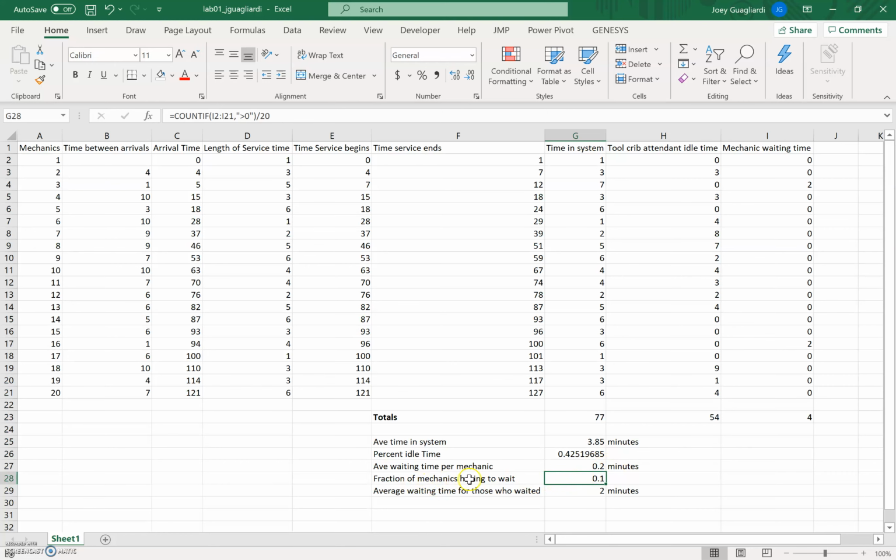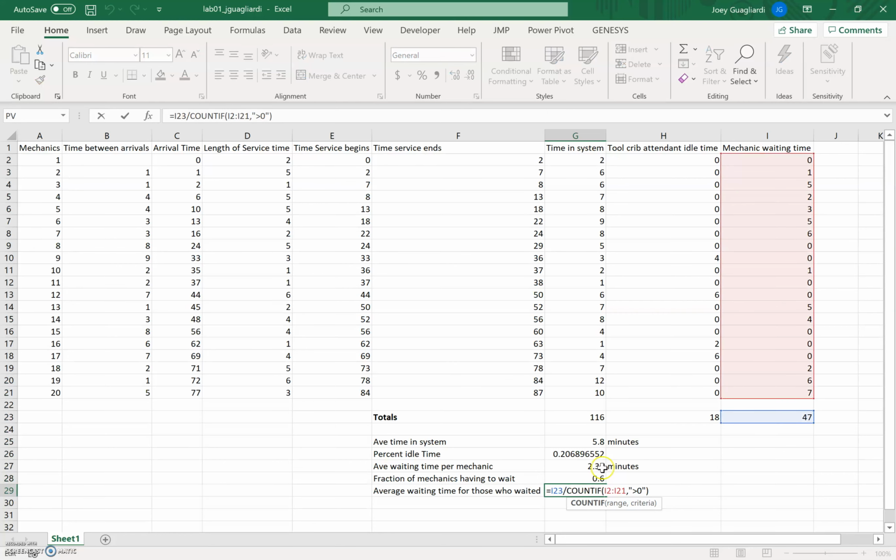And then the fraction of mechanics having to wait, I used an equation to count if they were greater than 0. It was the number of times they were waiting on the mechanic divided by 20. So that would mean that's the fraction of mechanics having to wait. And then lastly, the average waiting time for those who waited was the total mechanic waiting time divided by the number of times they had to wait for a mechanic.